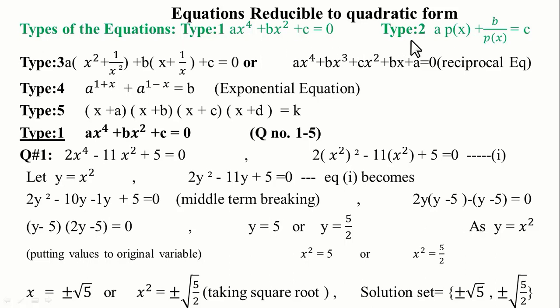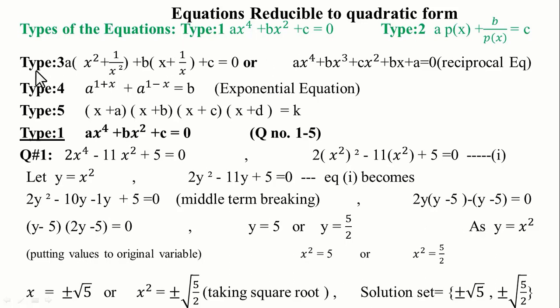And type 2 is in the form of a fraction. For example, a into (p into x) plus b upon (p into x) is equal to c. Here the equation is in fraction form, so two terms have the same value. For example, here p into x and p into x have the same value. So one value is supposed, and it can be solved in the form of a quadratic equation.